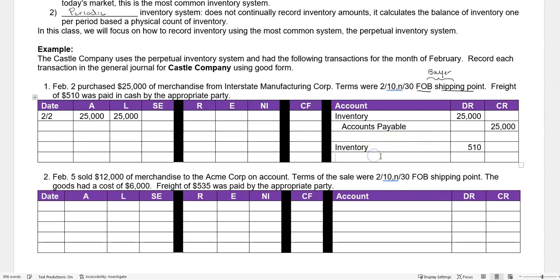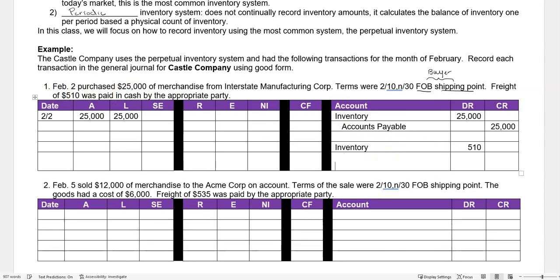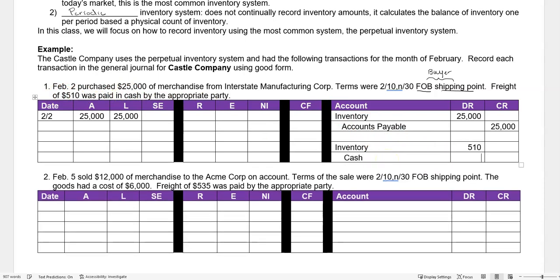Now, did we pay it or is it on account? It says was paid in cash. So that means our cash is going down. We're actually paying for this freight, $5.10. So how does that impact us? Well, our assets are going up by $5.10 and down by $5.10, because our cash is going down and our inventory is going up. I'll say that correctly here in a moment.